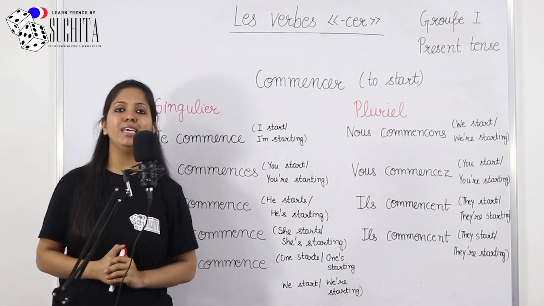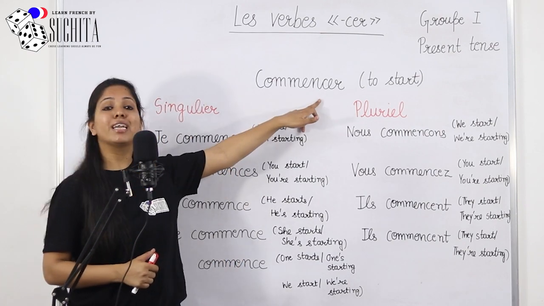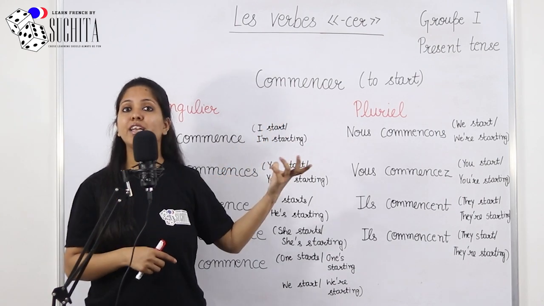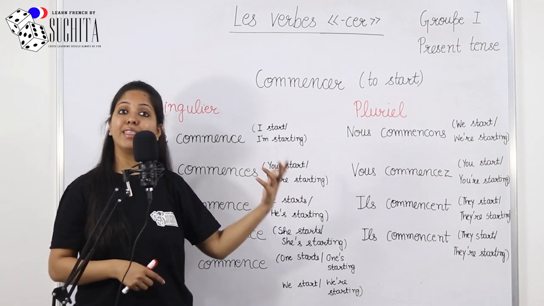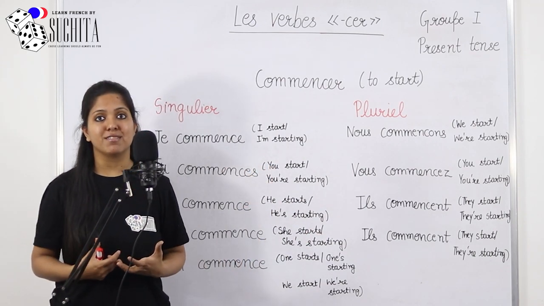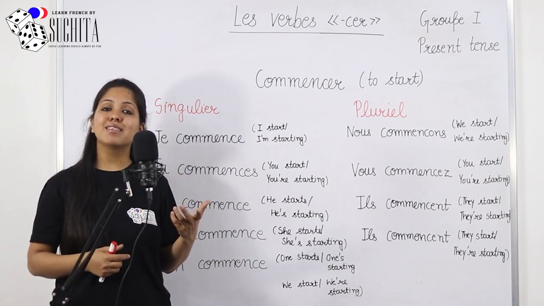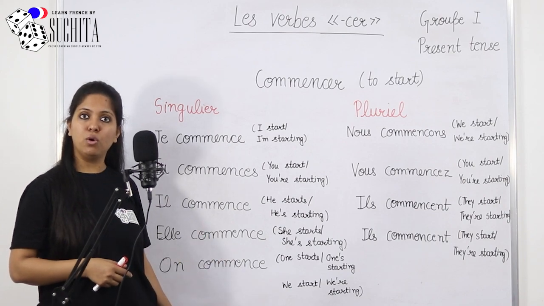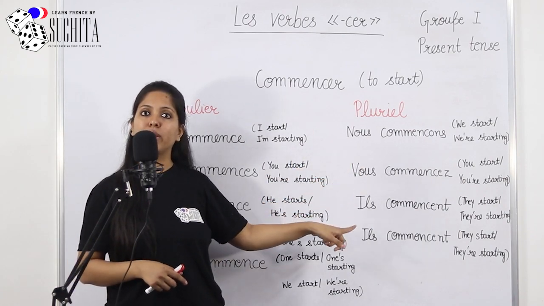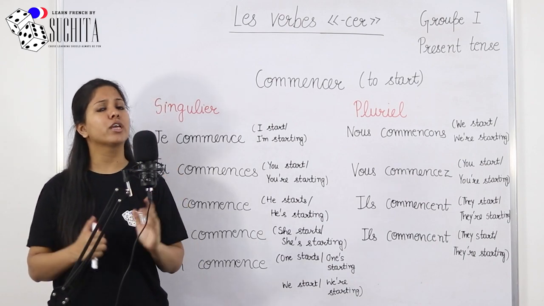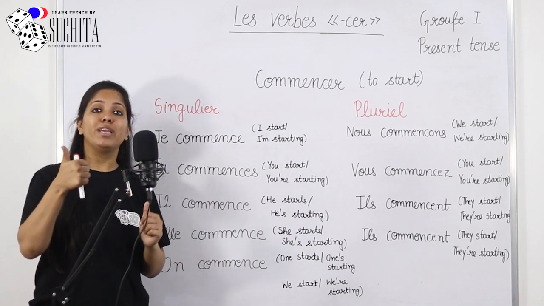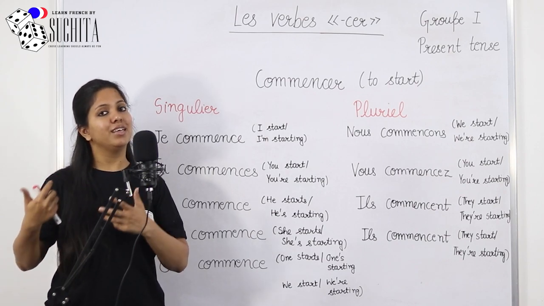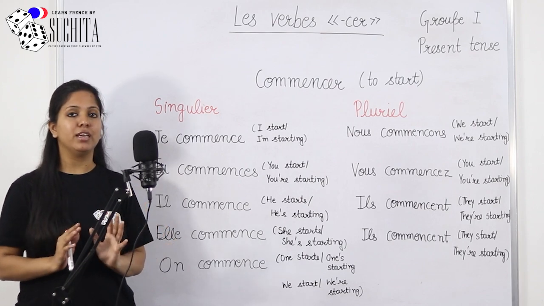So how do you conjugate the ER verbs? In ER verbs, you cut ER. Whatever is left is your radical, that you write in all the subjects. And then you write certain terminaisons, certain endings. So the endings are E, ES, E, ONS, EZ, ENT, ENT. That you apply in the normal ER verbs.